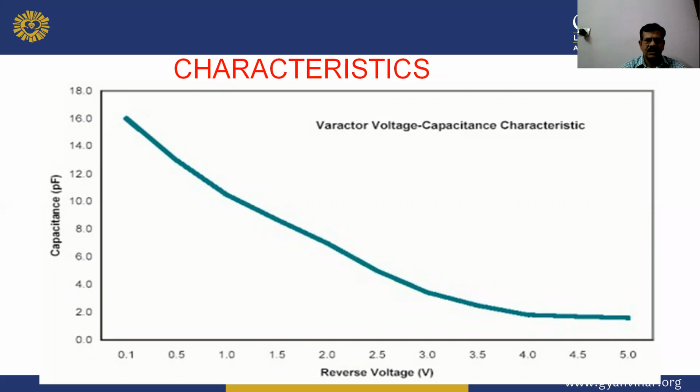This graph shows the characteristics of the varactor diode. The graph is between capacitance versus reverse voltage. So this shows the varactor voltage capacitance characteristics, and in this graph there is a change in capacitance along with the change in reverse voltage. If we change the reverse voltage, the value of capacitance also changes with the reverse voltage. So this is the voltage capacitance characteristic of the varactor diode.